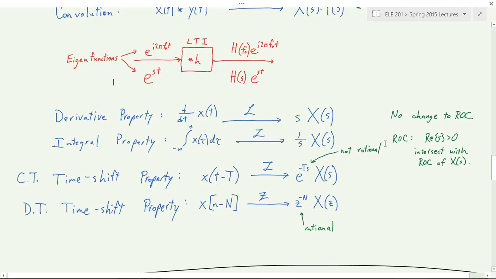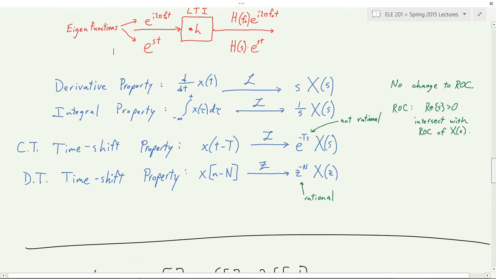The new region of convergence is the intersection of the old one and the set of s's where the real part is positive. Okay, so the new region of convergence can only have s's with real parts being greater than 0. So you get that intersection. For the time shift properties, you get no change to the region of convergence.